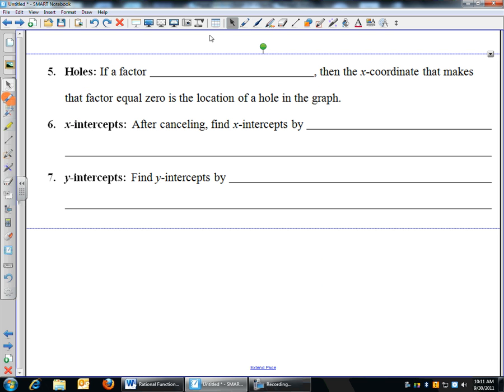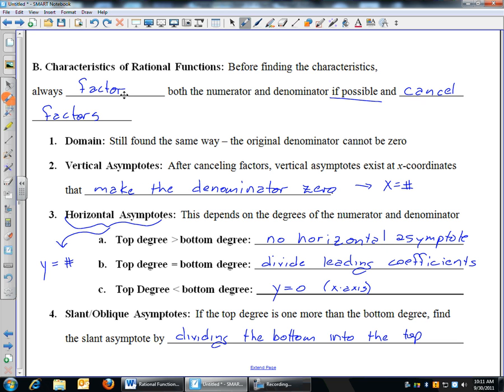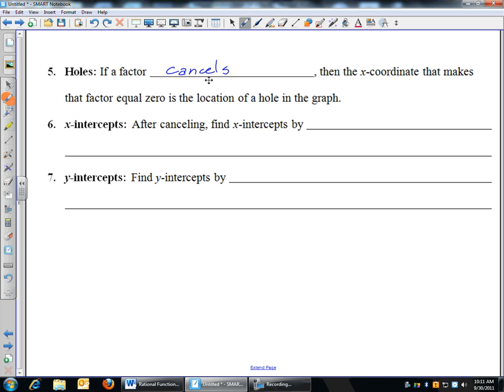Holes. You can have a hole in the graph, which just means that the graph looks normal, except there's just one little plug where it looks like you erased a piece of it. And holes happen if a factor cancels on top and bottom. So that very first step I told you about right here is you always want to factor and cancel factors if possible. If a factor does cancel, then that factor that you canceled gives you a hole, and it's whatever makes it 0.